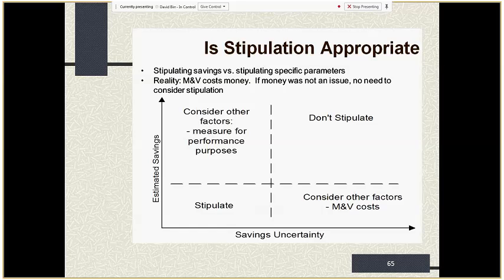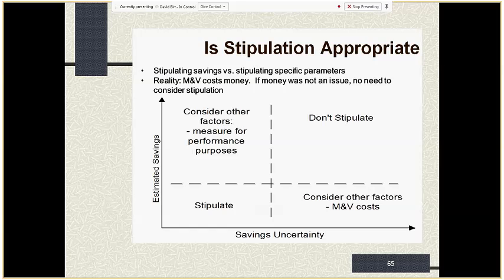Now, one question that comes up, and there's not necessarily a lot of stipulation in this project, but in some cases, people ask, well, why don't we just measure everything? Well, sometimes the reality is that measurement and verification costs money. And if money was not an issue, you would have no need to consider taking a stipulated assumption, an engineering assumption, and using it. But because you can't economically or cost effectively measure everything, you have to consider other factors when you're trying to manage savings uncertainty, which is the axis on the bottom here.